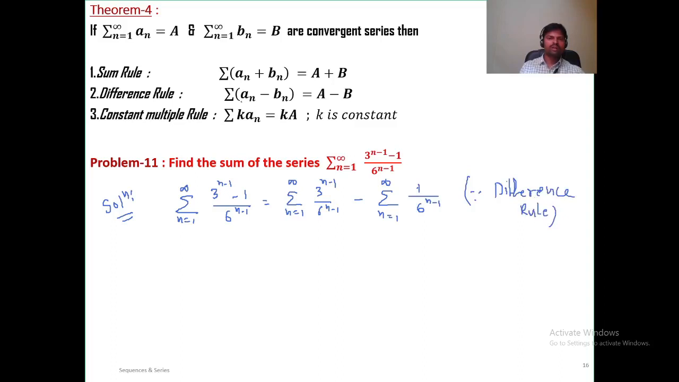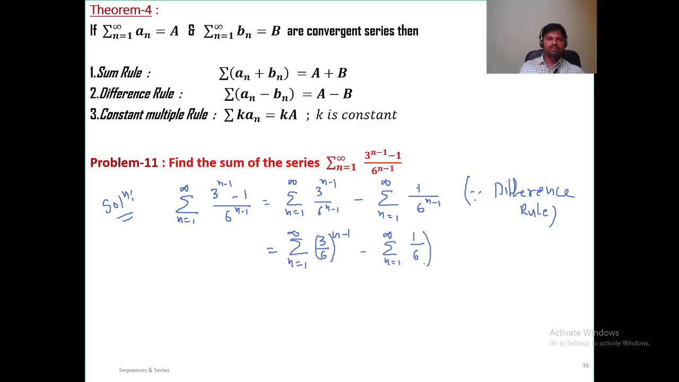By the difference rule, we can apply the limit separately for series a_n minus series b_n like this. And this can be simplified as 3 by 6 whole to the power of n minus 1 I can write. 3 power n minus 1, 6 power n minus 1, overall 3 by 6 whole power n minus 1. So minus series n running from 1 to infinity, 1 upon 6.